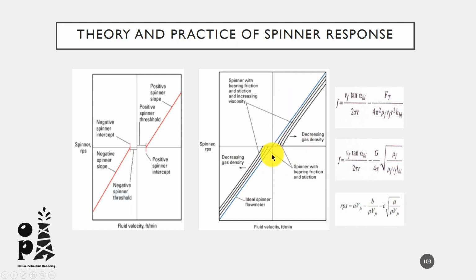In this plot, we compare the ideal spinner frequency response with that observed with mechanical friction and with viscous and mechanical effects. The blue line is for the ideal case, and the first line after the blue line is for the spinner with bearing friction only. And the two last lines are for the effects of both mechanical friction and fluid viscosity.